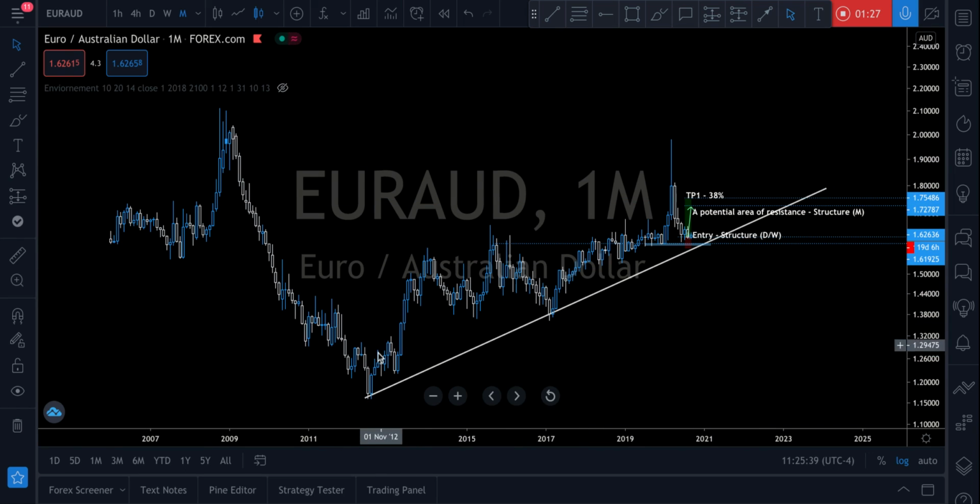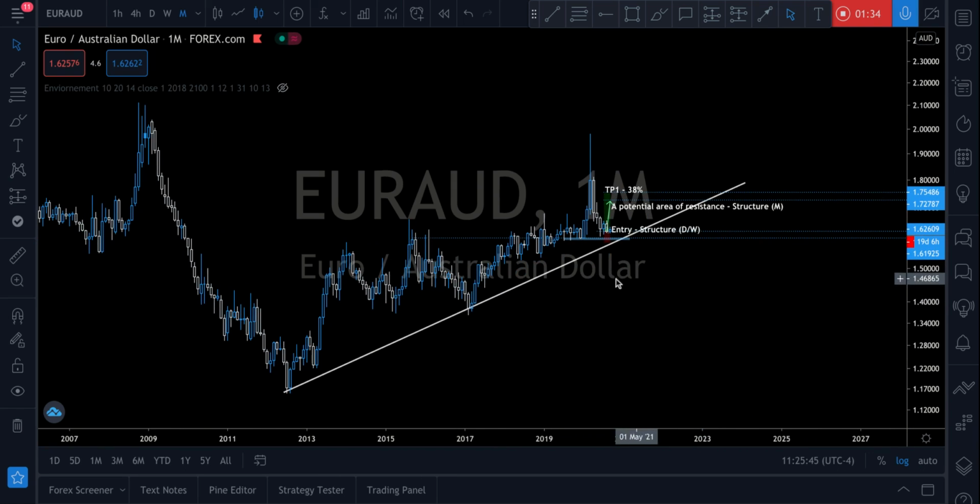So we have this ascending trend line. It was initiated, tested once. So we still have to test it once more before we can actually validate that this is in fact a trend line that we can use reliably moving forward.